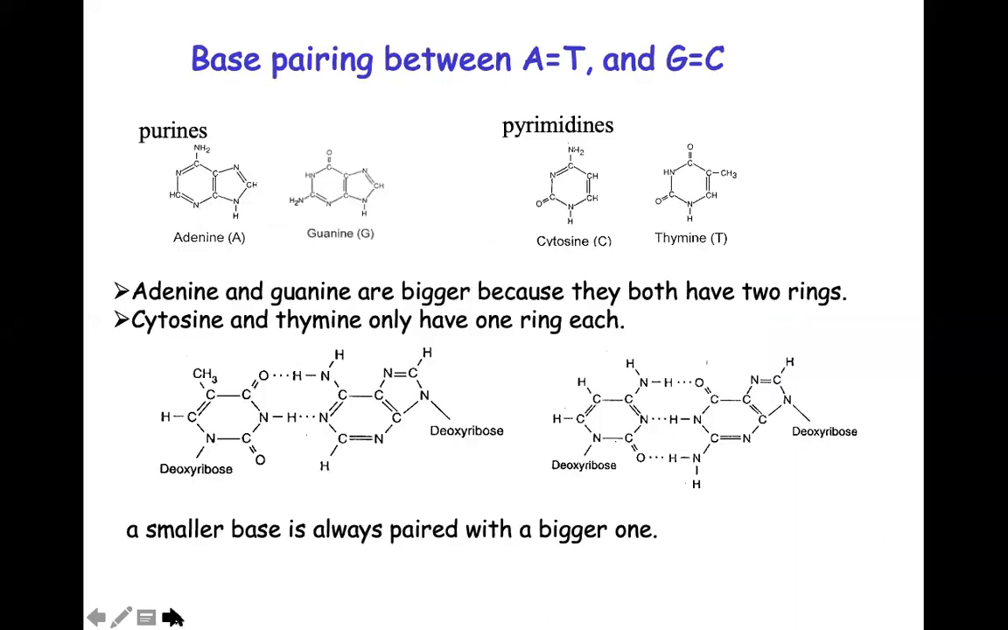So base pairing, I already discussed. Adenine and guanine are bigger because they both have two rings. You see adenine and guanine, two rings. Cytosine and thymine only have one ring. So this is why a smaller base is always paired with a bigger one. In chemistry, the affinity is such that the smaller one always likes to make friendship with the bigger one. Even in our society, it is happening.